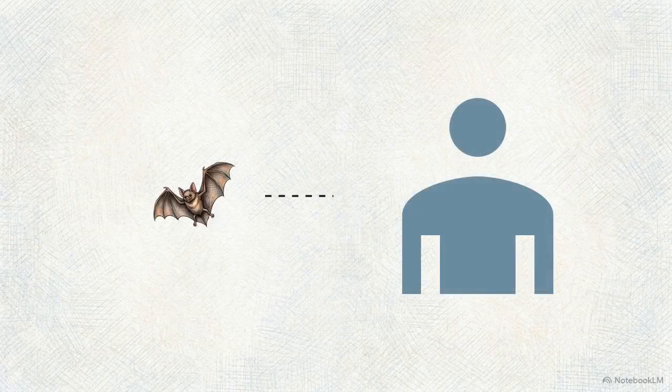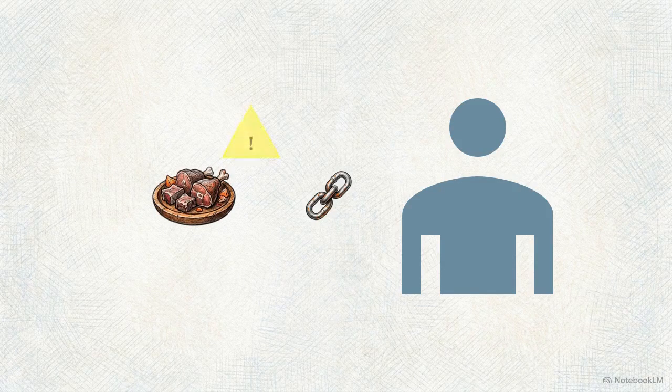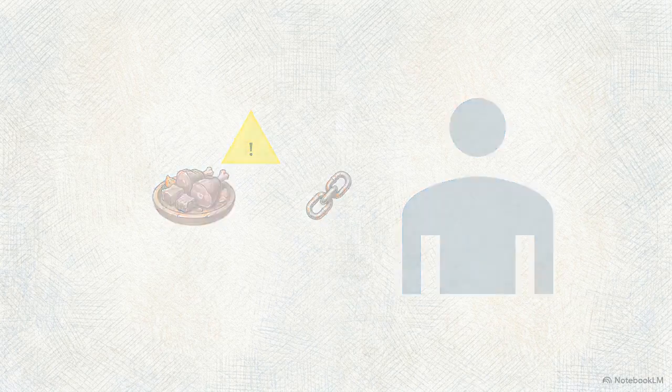Here is the first link in that chain: the jump from animal to human. This happens when a person directly touches an infected animal, or when they handle and eat contaminated wild animal meat, often called bushmeat. Now, before we look at the next link, we need to clear up a common fear.